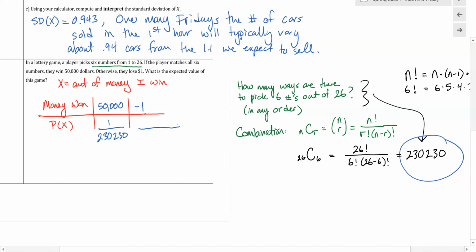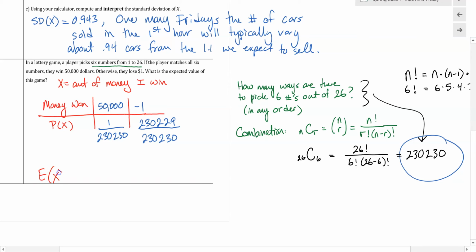So out of those 230,230 tickets, all but 1 are losing tickets. They're going to make me lose $1. So 230,229 of them are losing tickets. So remember, probability is just the number of ways to pull off that event over how many events there are. So there's that many ways to lose over that many tickets. That many ways to win over that many tickets. There's the probability.